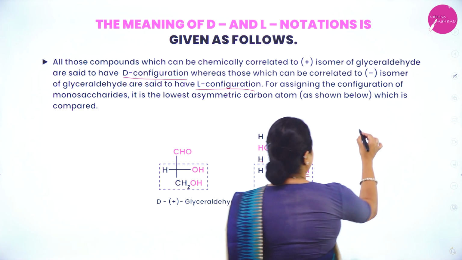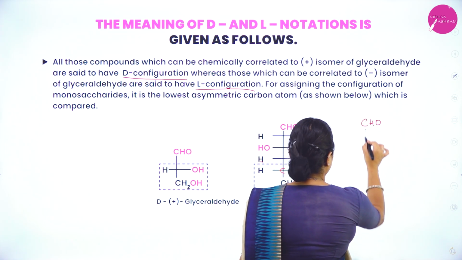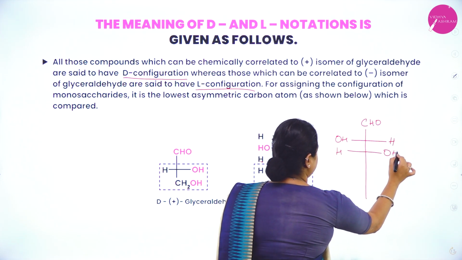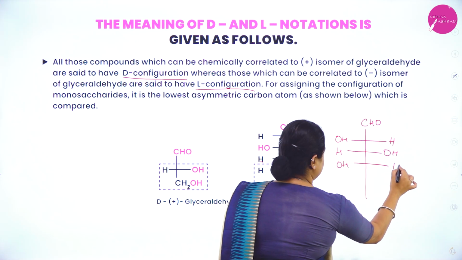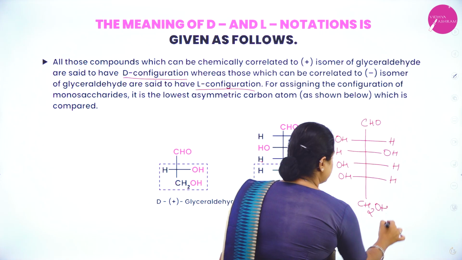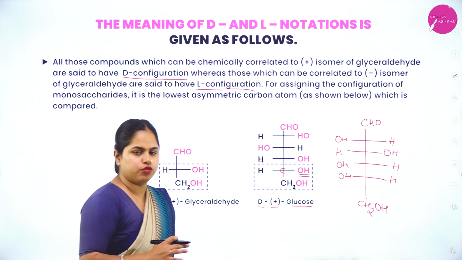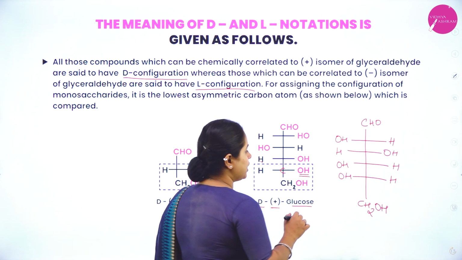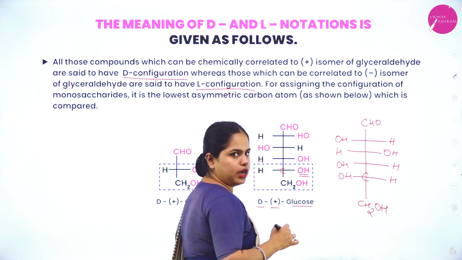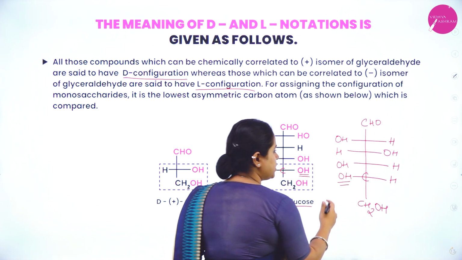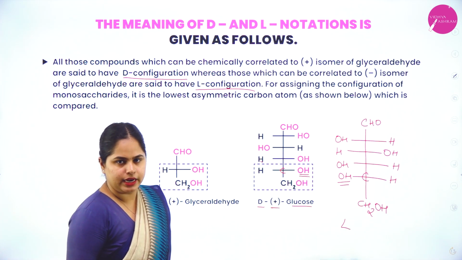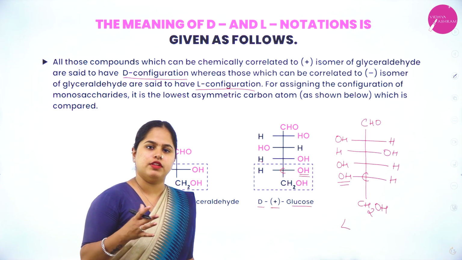Now let's see the same one: CHO, and you have OH, H, H, OH, then you have OH, H, then you have OH, H, and CH2OH. So this is also another structure of glucose, another anomer of glucose. Here what you can observe, which is again the lowest asymmetric carbon atom, this one. Here you can see the hydroxyl group is attached to the left of the carbon atom. So this is going to be the L form. I hope it is clear. So this is how you are going to identify whether it is D or L.